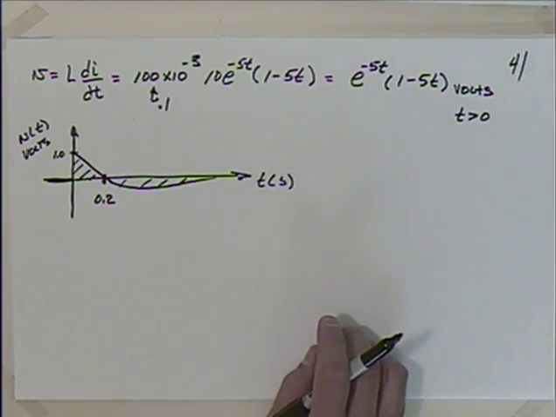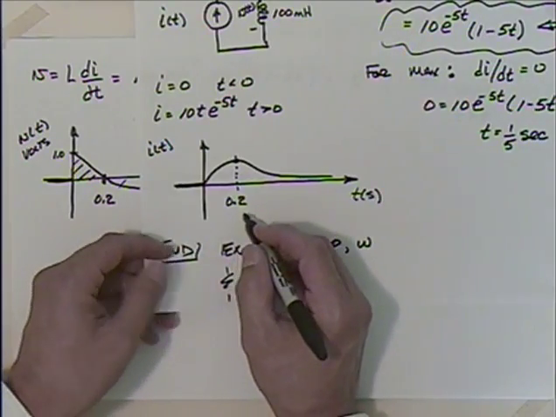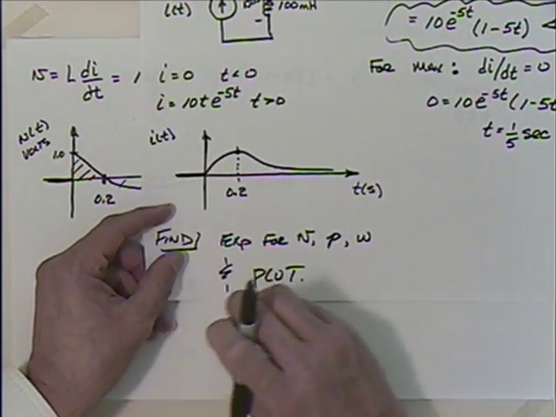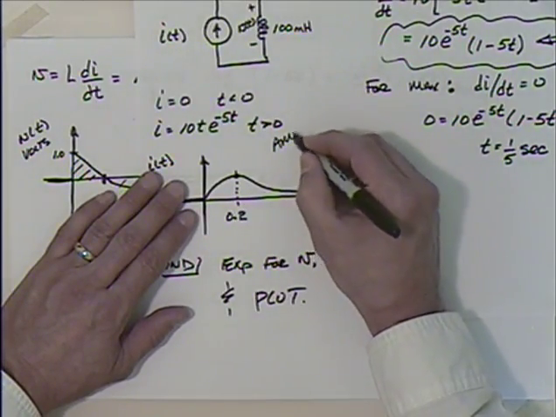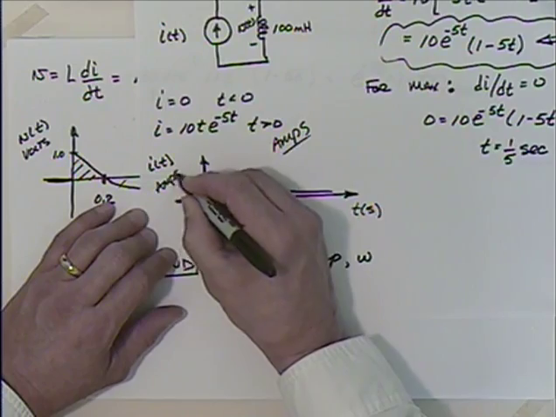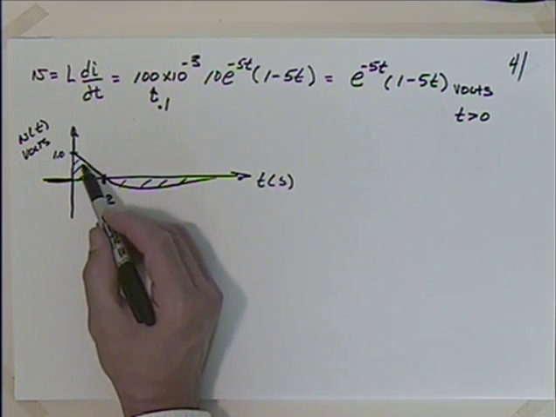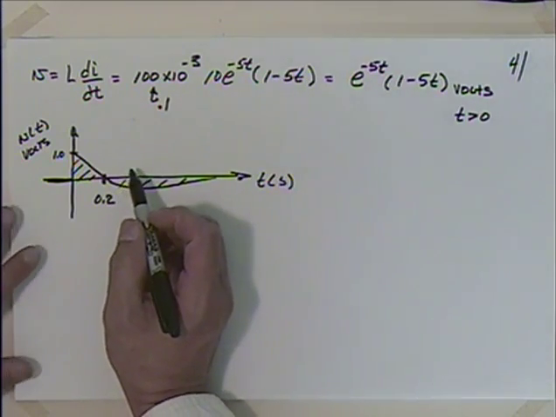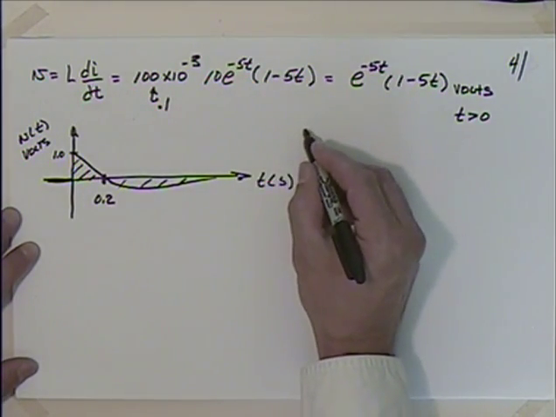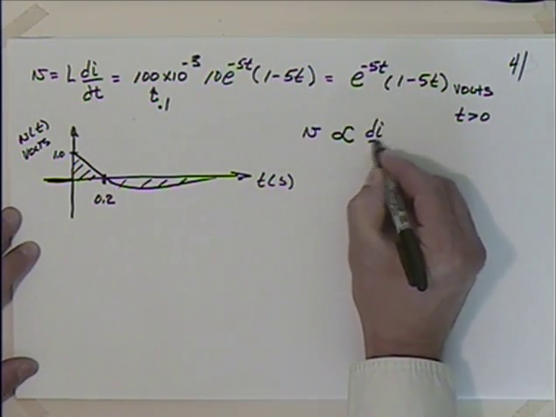Do we have maximum voltage where we have maximum current? I mean, our current graph looked like this, right? We get our maximum current at 0.2. Did I give you the units for the current? We'll just take this as amps. So we get our maximum current at 0.2, but we don't get our maximum voltage. That's okay, because no one ever said that voltage was proportional to current. Rather, voltage is proportional to di/dt.